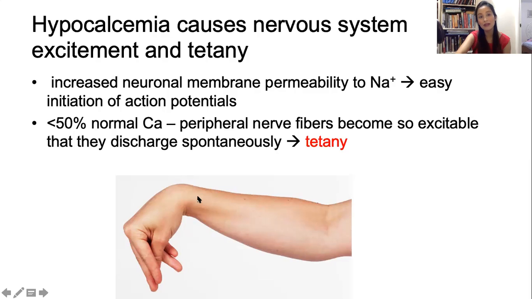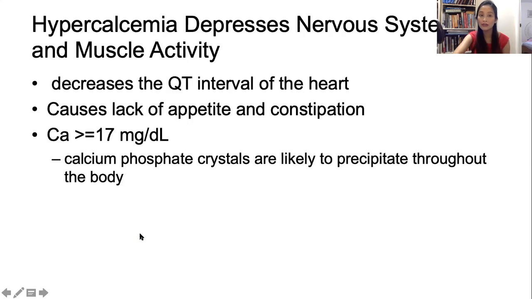So it's very important that you understand calcium physiology so that you will know how to treat it. On the other end of the spectrum, you have your hypercalcemia. Your hypercalcemia will depress your nervous system and your muscle activity. In severe cases, you can see a decrease in the QT interval of the heart or a decrease in the transmission of impulses in your heart. It can also cause lack of appetite and constipation because the nervous system is slowed down.